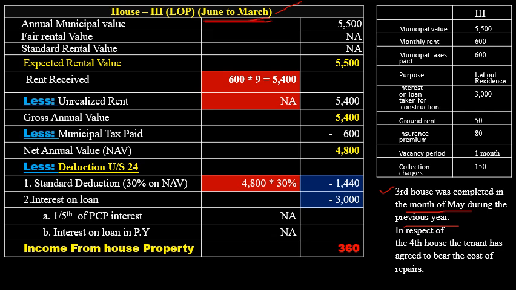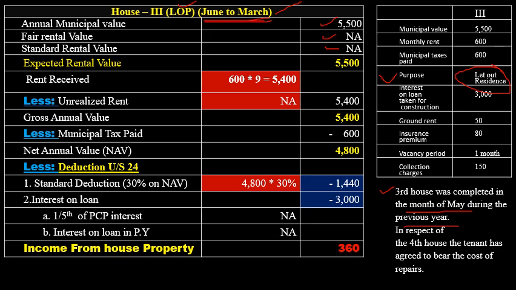After completion of the construction, only then can the house be utilized for different purposes. So here it is a let out property, used as let out. The purpose has been given. It's a let out property. We will calculate as per the format of let out property. Annual municipal value is given, 5500. Next, fair rental value, which is not applicable. Standard rental value is also not applicable, because it's not given. No fair rental value, no standard rental value, both the values are not given.